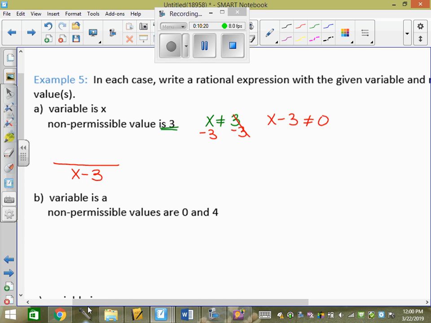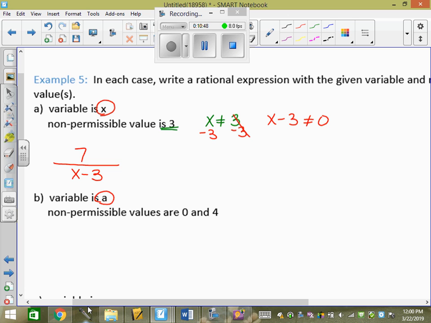I'm using x's because it said the variable is x. Now what do I need in my numerator? Anything. Because right now the only thing it tells me is I need to have this specific restriction and a specific variable. So I could put a 7 up here and I'd be golden. I could put 7x squared plus 3x minus 14. I could put 1 million. It would be fine. I just need to have an x and I need to have a polynomial on the top.